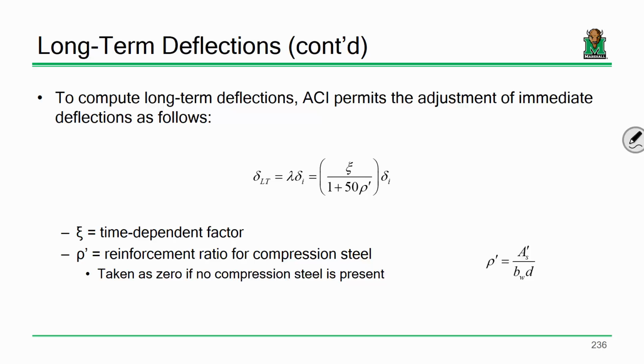Now, what is this parameter a function of? First off, it's a function of rho prime. Rho prime is the reinforcement ratio for compression steel. So if you have steel in compression in your beam, you're going to get a benefit, okay? Now, how do you calculate that? Well, it's the area of steel divided by the effective area of the concrete, b times d, okay?